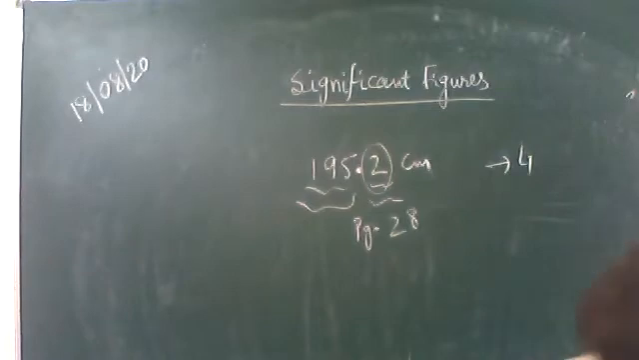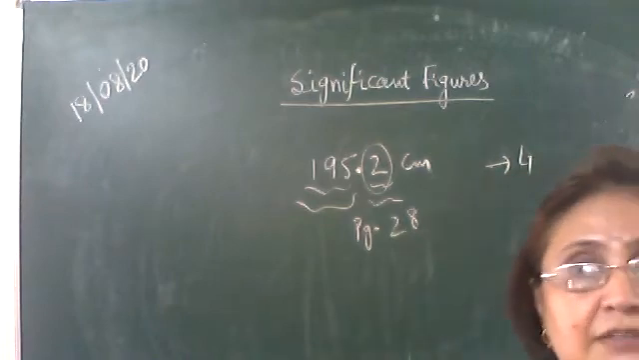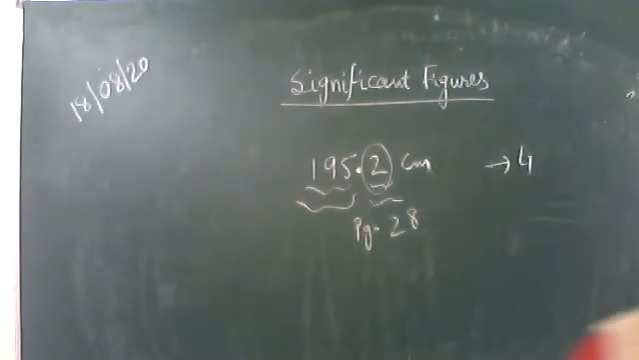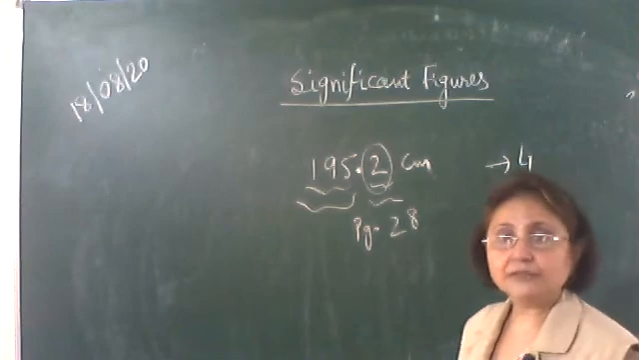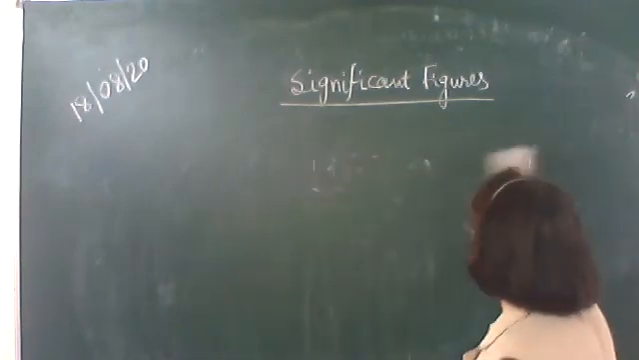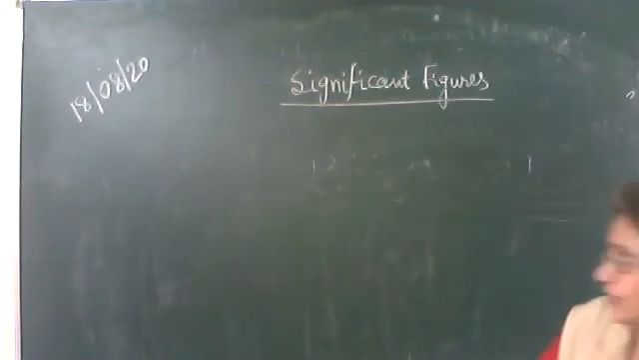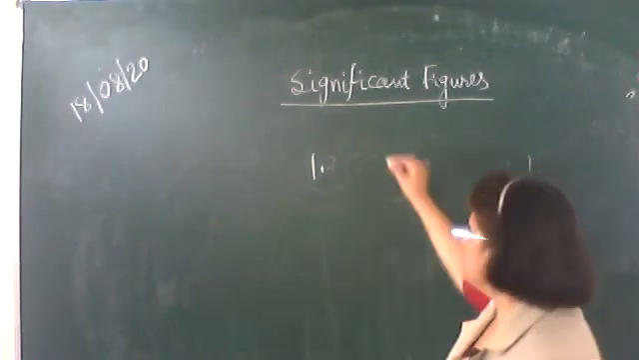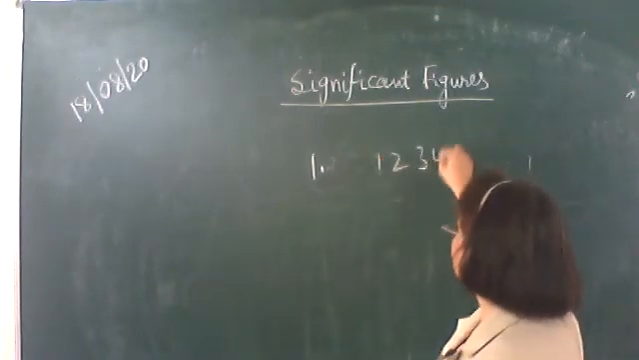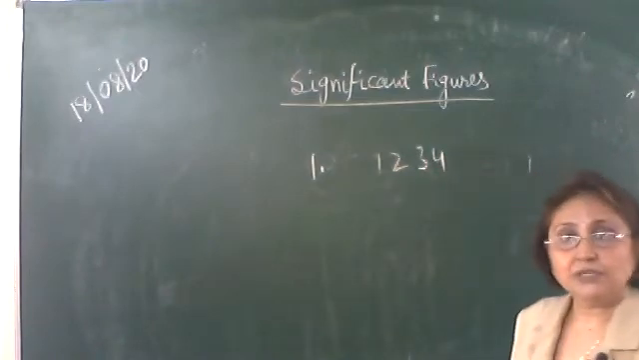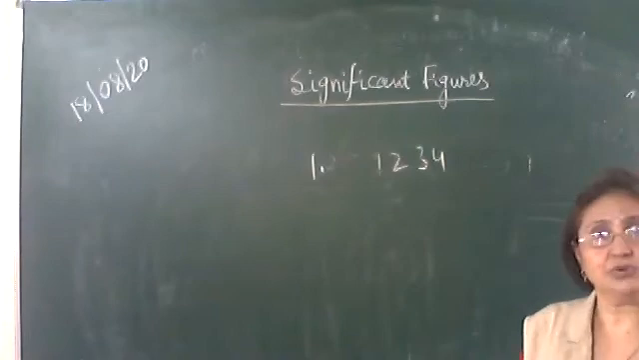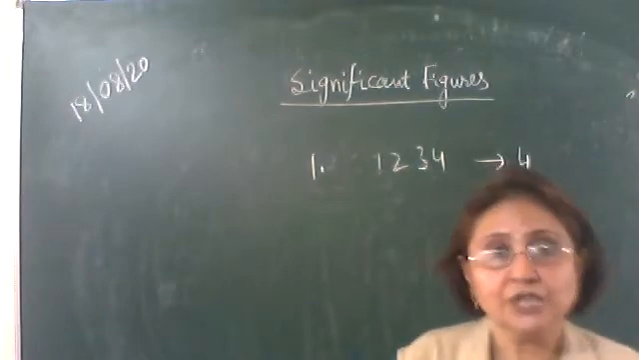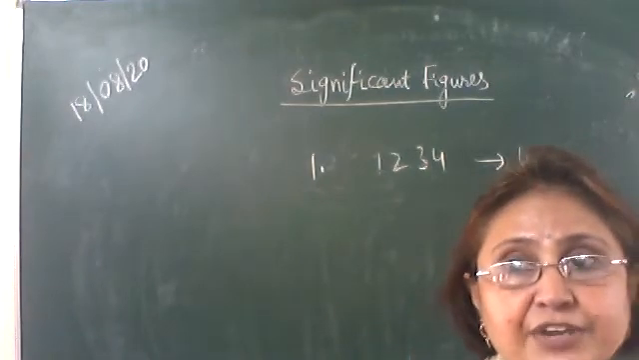The first rule states that all non-zero digits are significant. Non-zero means the digits from 1 to 9. All these are non-zero digits. So these digits are significant. For example, any value is 1234. It does not have any zero. All these are non-zero digits. So the number of significant figures in this value is 4. So all non-zero digits are significant.